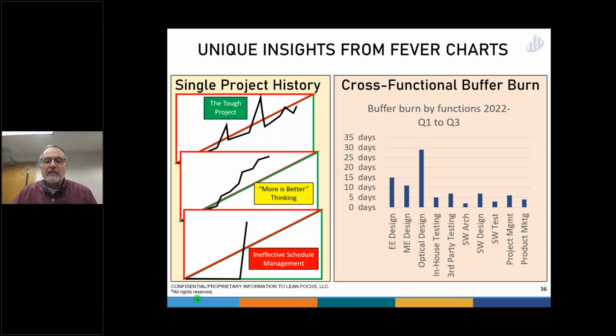Where am I burning my buffer? What that allows me to do then is over multiple projects, over multiple months, I can collect where I am burning buffer. So, hey, in this case, I'm burning my buffer in optical design. Hey, let's go do an improvement on optical design. Maybe we need to improve the way that we test or the way that we plan, but let's go do a Kaizen on optical design. And so you see, you can look cross project.